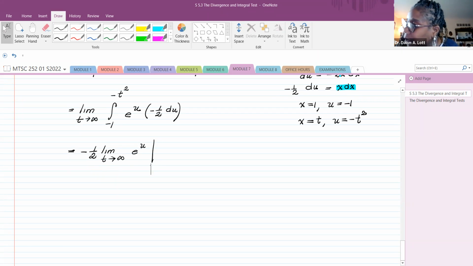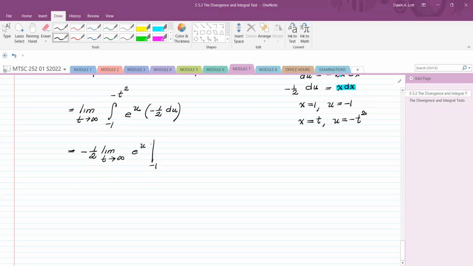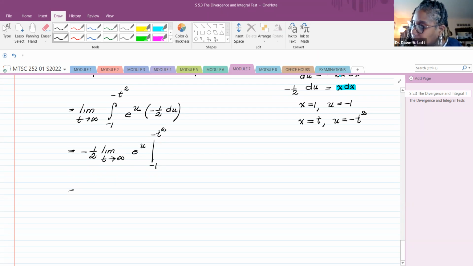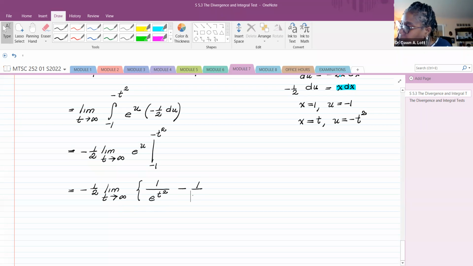e to the u evaluated from -1 to negative t squared. So this is -1/2, the limit as t approaches infinity. When I put in the first one, I'm going to get 1 over e to the t squared. And then when I put in -1, I'm going to get 1 over e.